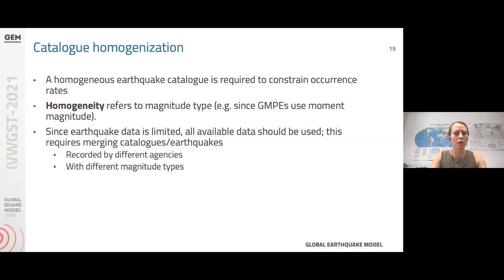And sometimes this requires merging catalogs that were recorded by different agencies who might use different assumptions and also using different magnitude types. So for example, body wave magnitudes, surface wave magnitudes, as opposed to the moment magnitude.